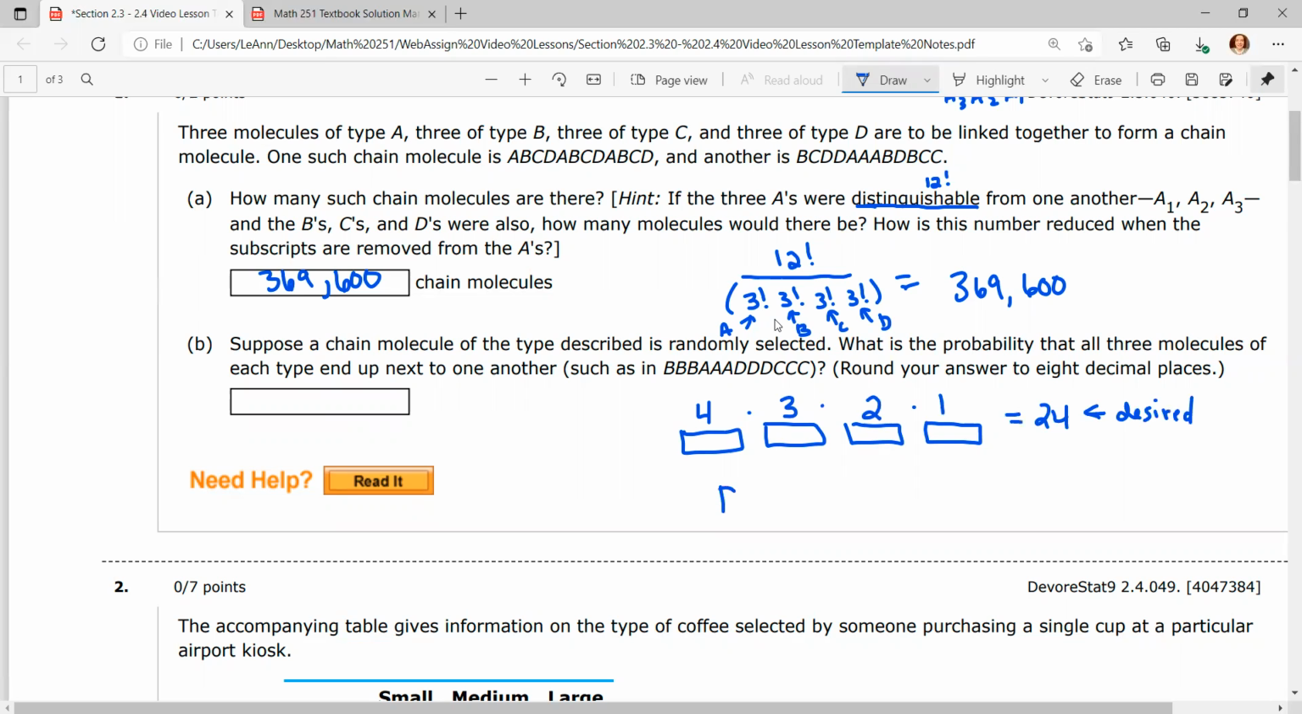So the probability that we have all 3 molecules of each type next to each other is going to be the desired outcome, which is this 24, over the total number of chain molecules that we had, which is 369,600. And we're going to divide that and round it to 8 decimal places.